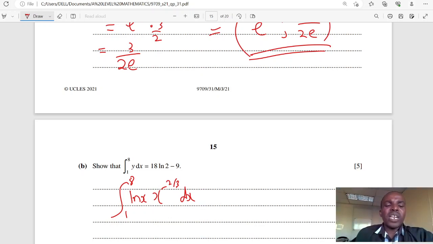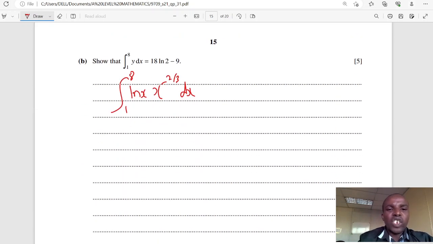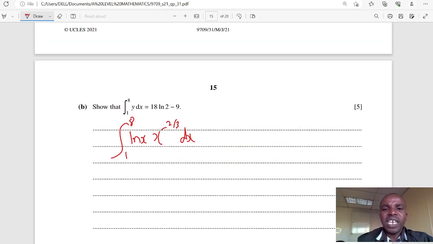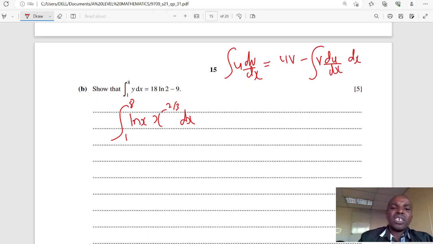It is there in the formula booklet, the one for integration by parts, right? So this one is integration by parts actually. So what you have to do now is say let u, because the formula is like this: integral of u dv over dx is equal to uv minus the integral of v du over dx, then dx. So our u, we have said let u be equal to ln x, and dv over dx is equal to x to the power minus 2 over 3, like this.